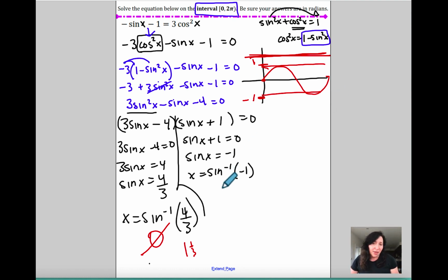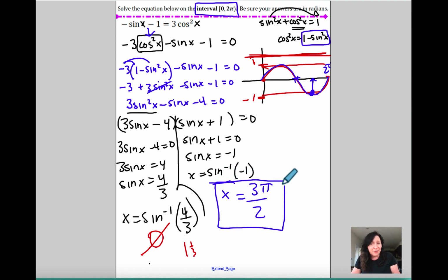The other one is asking me, where is sine negative 1? Well, I'm looking at my sine wave. Sine is negative 1 right here. This is 2 pi, this is pi, so this must be 1.5 pi, which is 3 pi over 2. So in my interval, 0 to 2 pi, this is the only answer where sine has a value of negative 1. That's it. Okay, so that's my answer. Done.